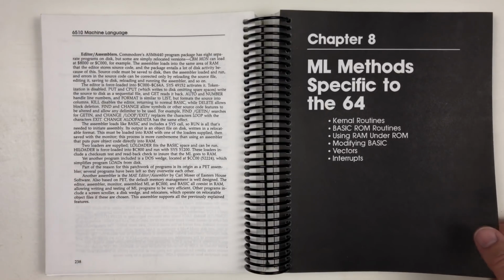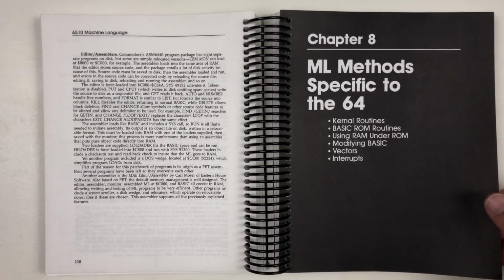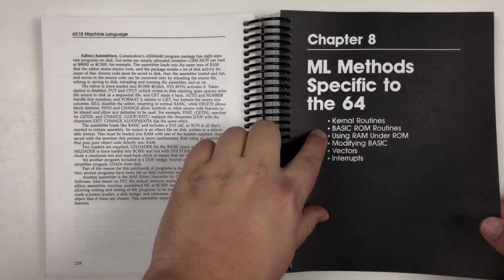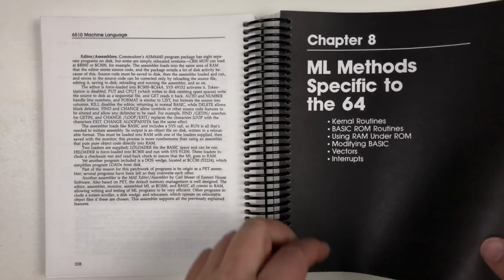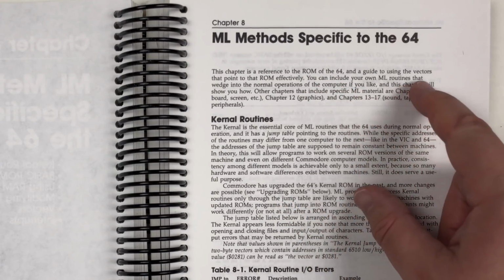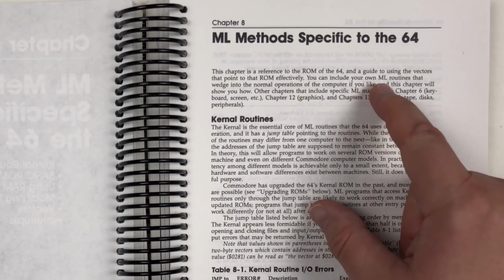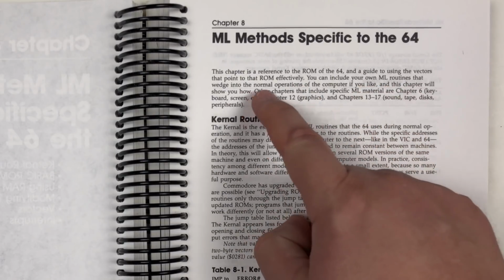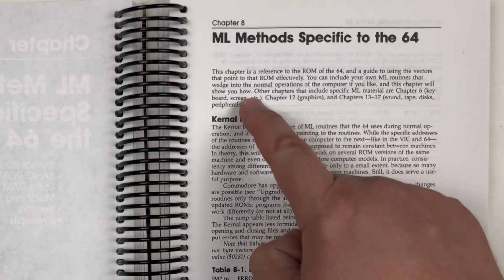Okay, Chapter 8, Machine Language Methods Specific to the 64. Kernel routines, BASIC ROM routines, using RAM under ROM, modifying BASIC vectors and interrupts. This chapter is a reference to the ROM of the 64 and a guide to using the vectors that point to that ROM effectively. You can include your own machine language routines that will wedge into the normal operations of the computer if you like, and this chapter will show you how.